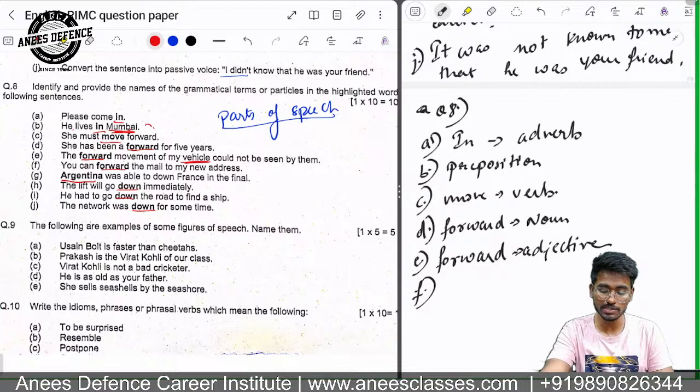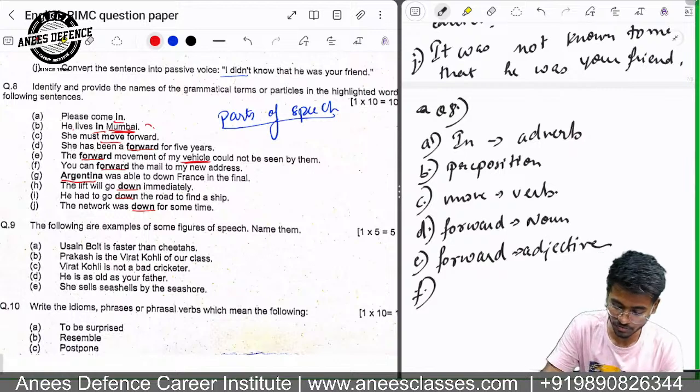In the very first sentence, before forward there was an article, a, and an article is always used before a noun. Here the forward denoted position. That's why it was a noun. In this sentence, the forward is an adjective because it is emphasizing a noun. And that's why forward is an adjective over here.